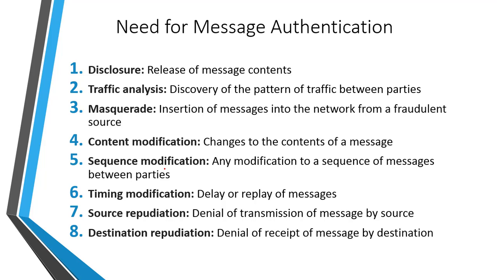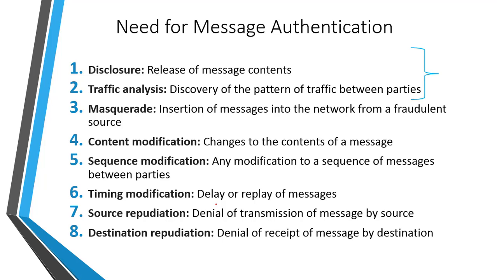Next is sequence modification: any modification to a sequence of messages between the two communicating parties, that is insertion, deletion, or reordering of the messages. Next is timing modification, in which delay or replay of the message is possible. Next attack is source repudiation, in which the source will deny the transmission of the message. And next is destination repudiation, in which the destination will deny the receipt of the message. So these types of attacks are possible. That's why we need message authentication.